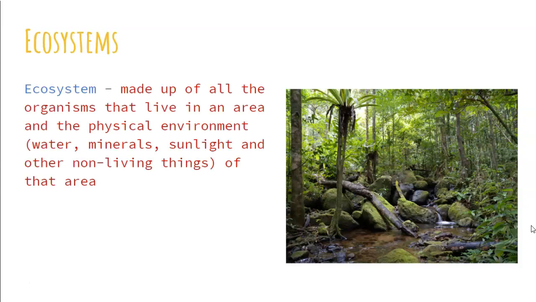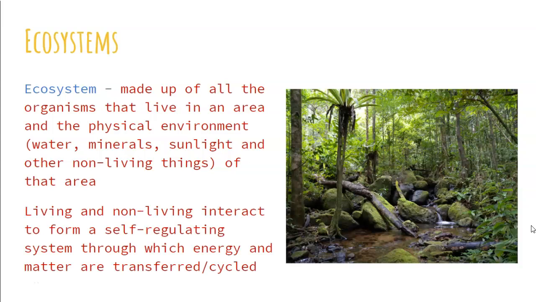So let's look again at ecosystems. We've defined ecosystems quite a few times. It's the interaction of both abiotic and biotic factors and organisms all in one. So it's the area they live in, the physical environment, the water, the minerals, the sunlight, and all the other non-living things within that area. Now, when we have living and non-living things interacting, they self-regulate the system. They essentially create what we call limiting factors, where they put a limit on how much a population is going to grow. And what ends up happening is, as it regulates, energy is passed through and matter is cycled around.